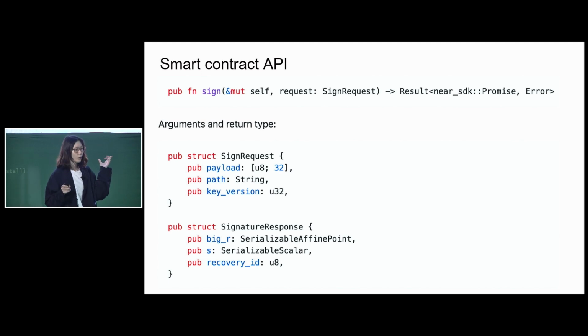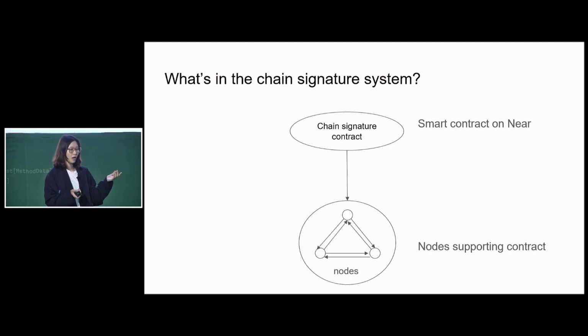As you can see, what goes into it is a payload, which is typically the transaction payload that you want to do on other chains. And then the path, which is the derivation path. Typically, it signals which chain you're going for, and then a key version, which is something built inside of it. So this is how you're going to interact with the system. And at a high level, whenever you do this sign call, the set of nodes that are supporting the contract, as we see in this slide, will coordinate with each other, and then they will generate the signature and then return it back to you.